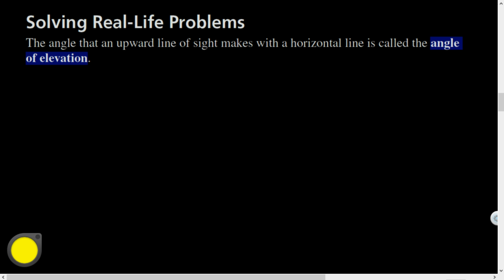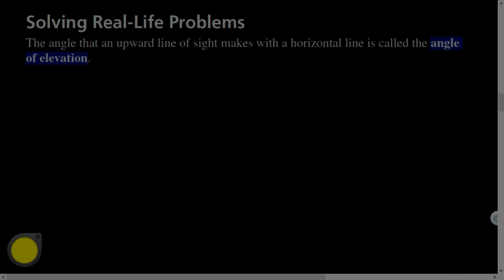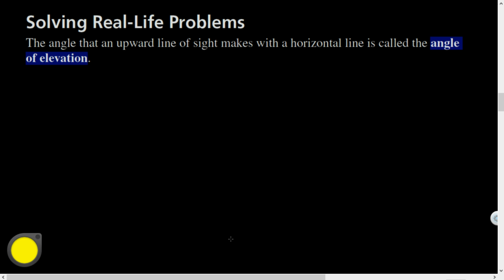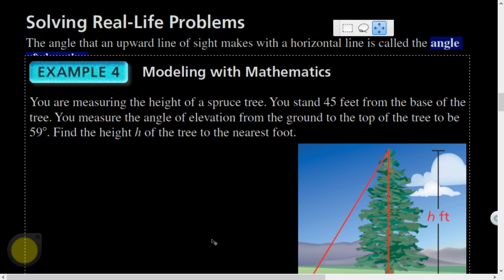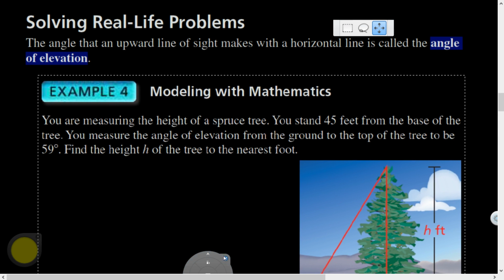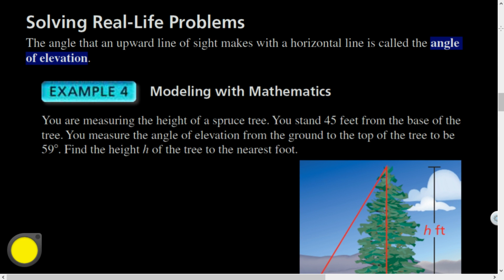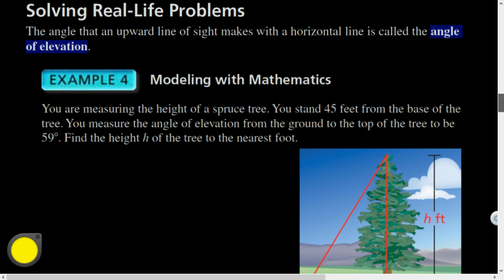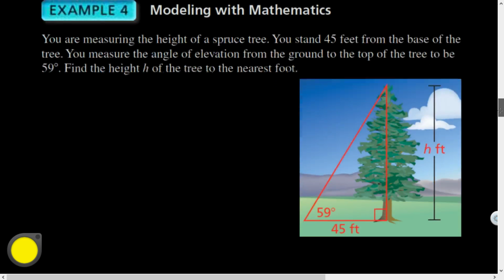Angle of elevation. And so we were able to solve like triangles with rivers and stuff, and with Napoleon back in the day using similar triangles or congruent triangles. Here it says the angle of elevation that an upward line of sight makes with the horizontal is called the angle of elevation. All right, so with this problem, the angle of elevation would be this 59 degrees, like we see right here.